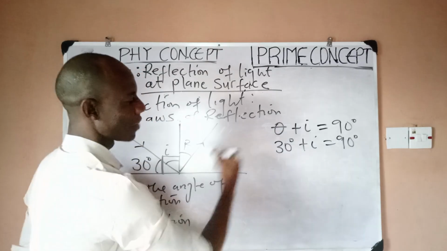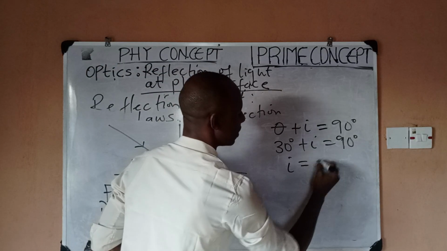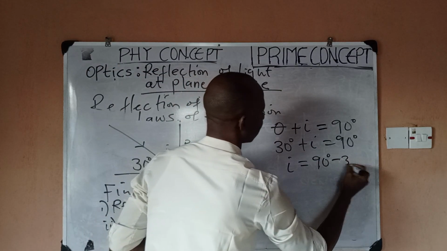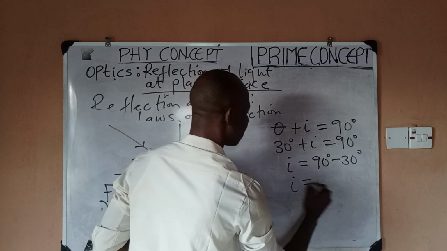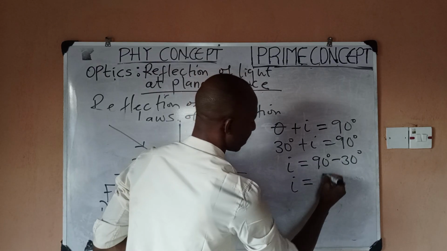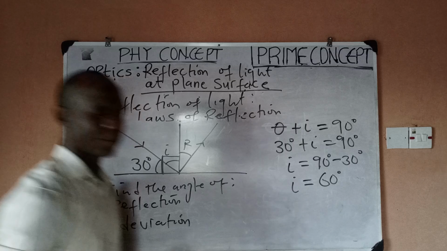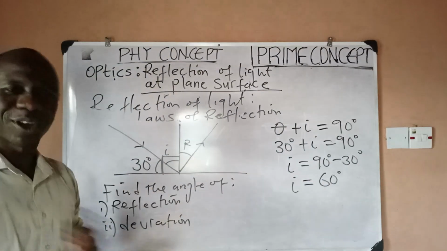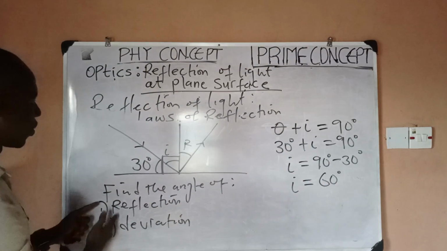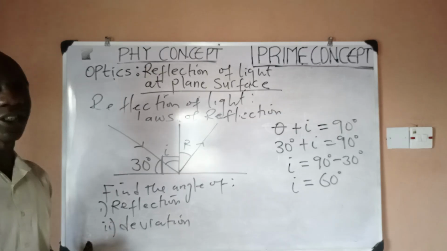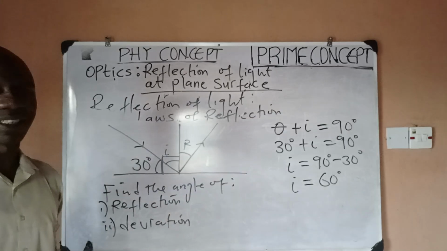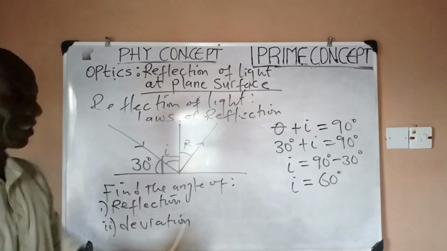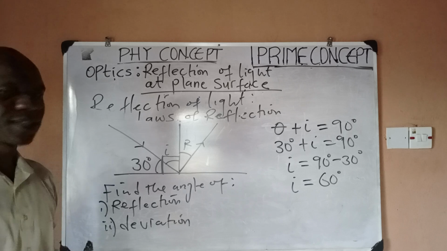So I'm trying to find I. I is going to be 90 degrees minus 30 degrees, so my I is 60 degrees. But is this what we're looking for? Of course not. The question says we should find the angle of reflection, but we've just gotten the angle of incidence. That is very close to what we are looking for.